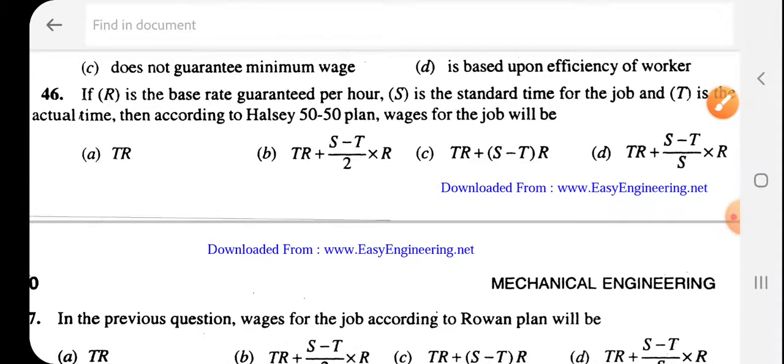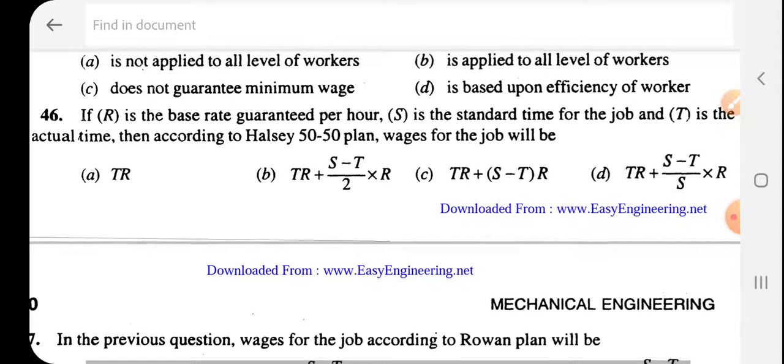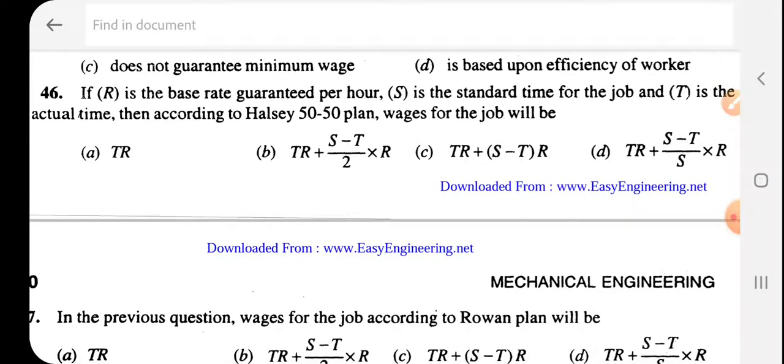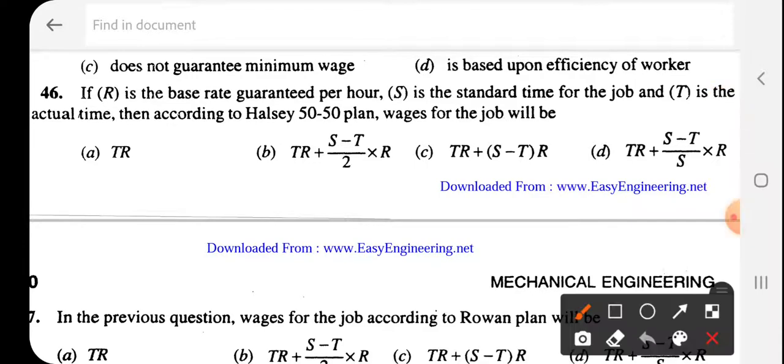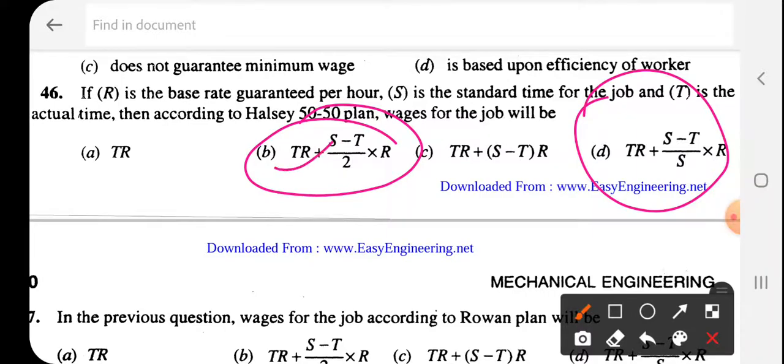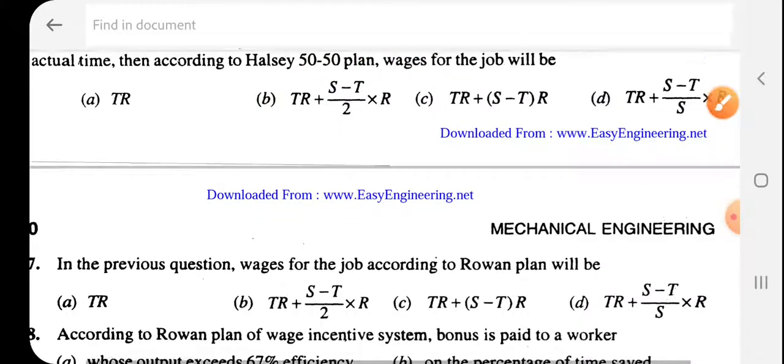Next, 46. If R is the base rate guaranteed per hour, S is the standard time for the job, and T is the actual time, then according to the Halsey 50-50 plan, the wage for the job will be this, B. So important. One more question like this will be there. Remember, the option will be this. For now this is the correct answer for this question, the Halsey 50-50 plan, B.